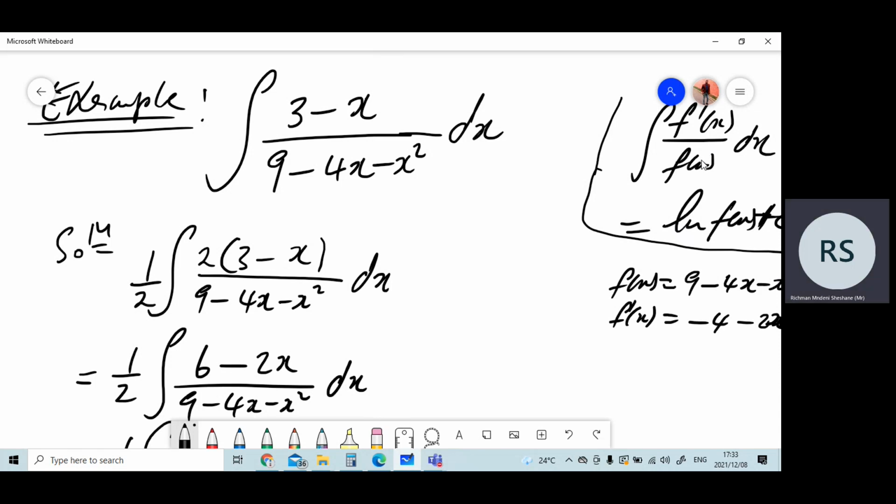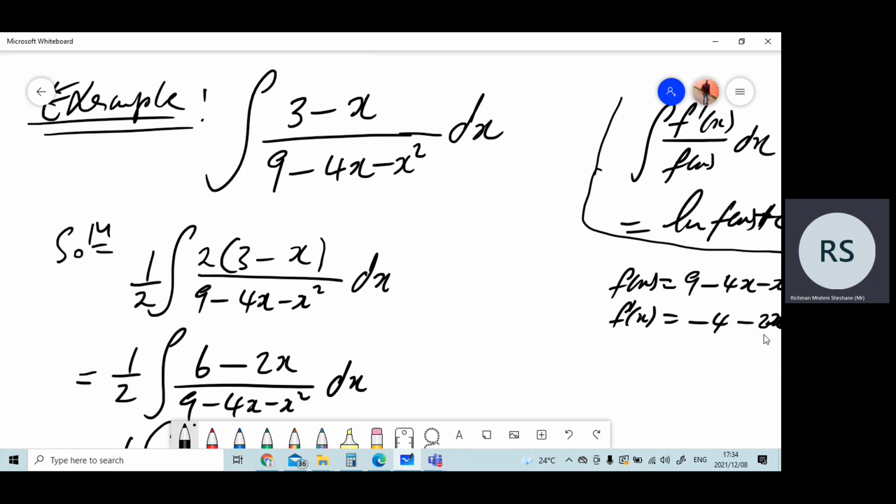So you first start by considering your math 1 standard integral. If you're going to use this, you need to have the derivative of the denominator in the numerator. So you find the derivative of the denominator here, which is minus 4 minus 2x. If you don't have it, you just force the numerator.